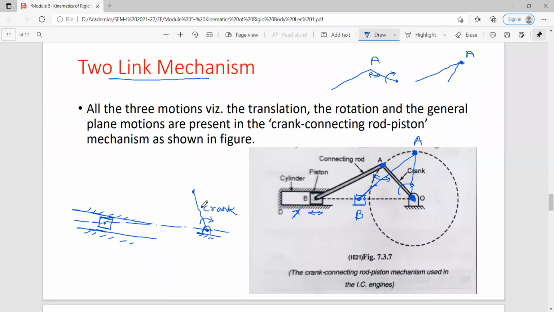Now I have to transfer this motion to the piston. So I used the connecting rod to connect the crank and piston. Crank और piston connect करने के लिए I used the connecting rod. So I used it like this. The motion of the crank is getting transferred to the piston through the connecting rod.